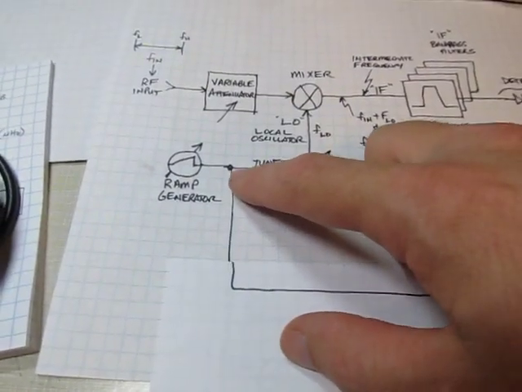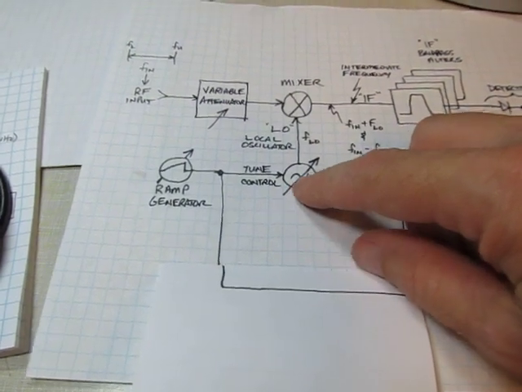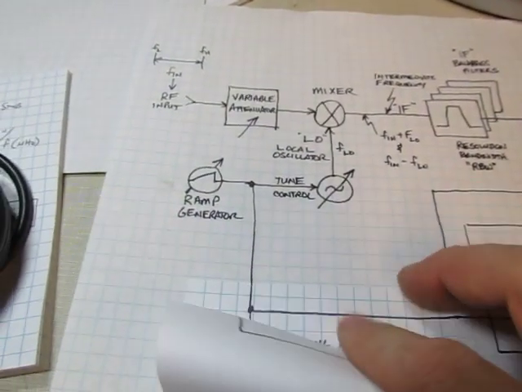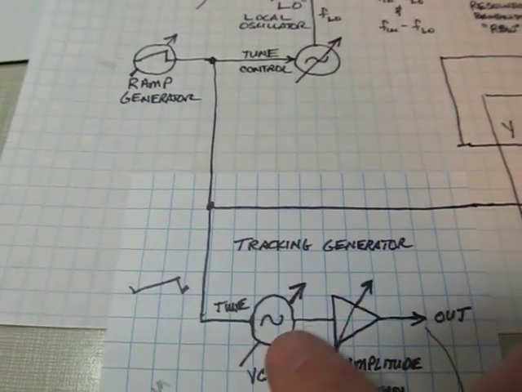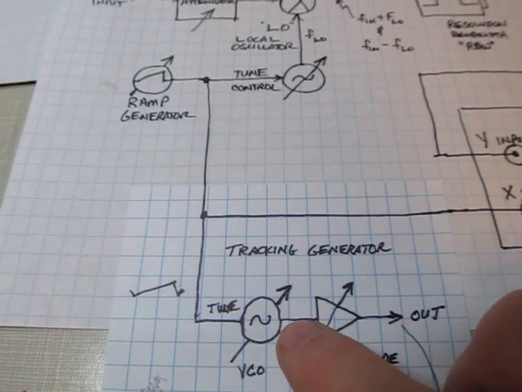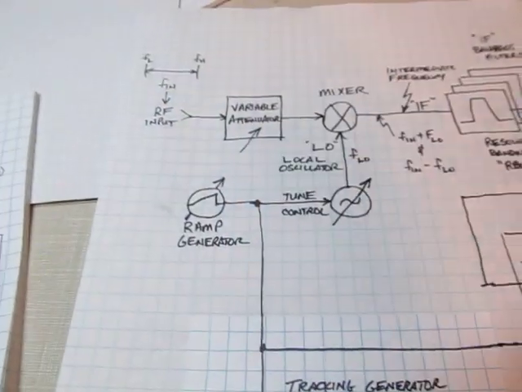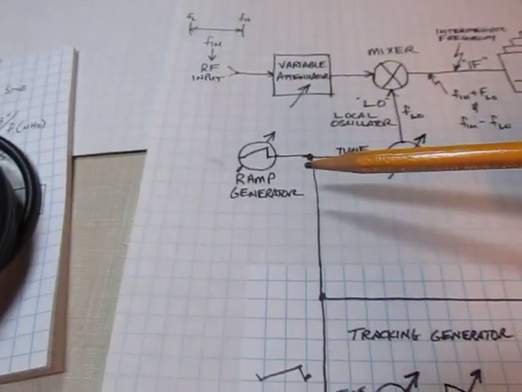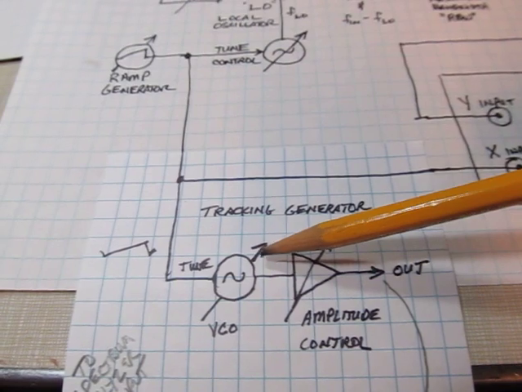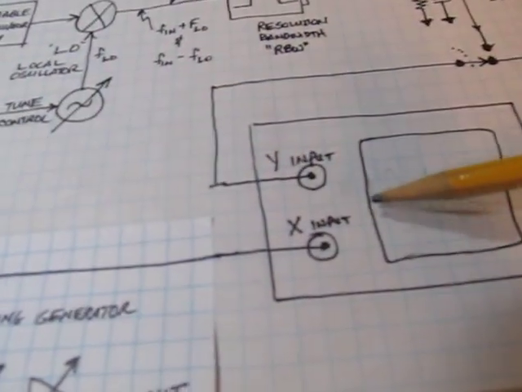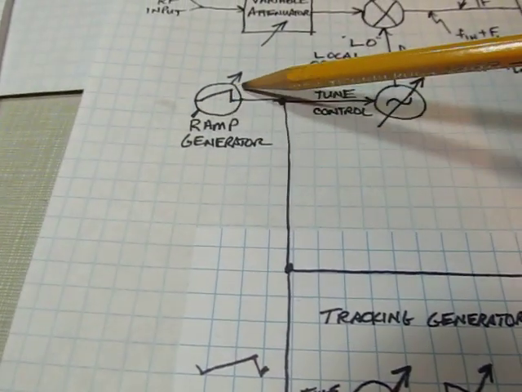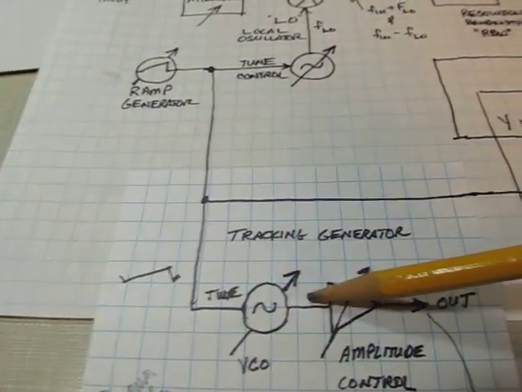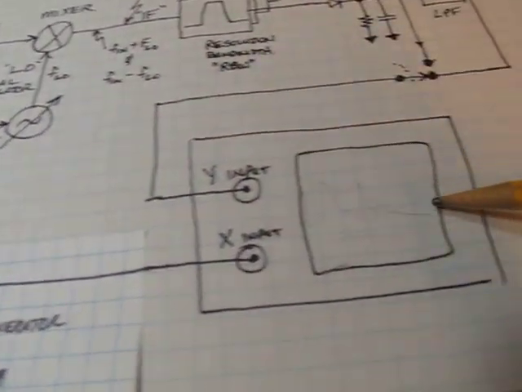The way it works is this: we take the same ramp voltage that's used to tune the local oscillator to sweep the analyzer across the frequency range, and we use that same ramp voltage to drive another voltage controlled oscillator, whose output frequency is equal to wherever we are in the span at that instant. When we start at the bottom of the ramp, we're at our start frequency on the display, and the output of the tracking generator is also at that start frequency. Then as the tune voltage sweeps up to our stop frequency, the VCO creates an output at the corresponding frequency.